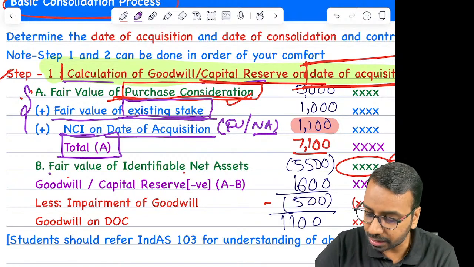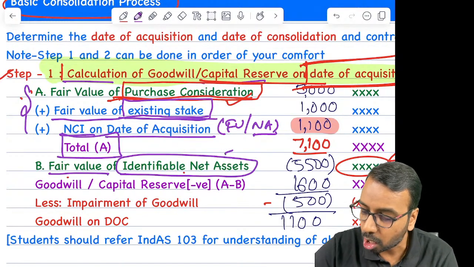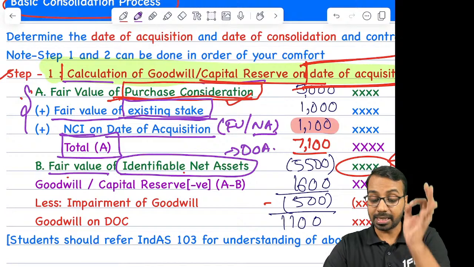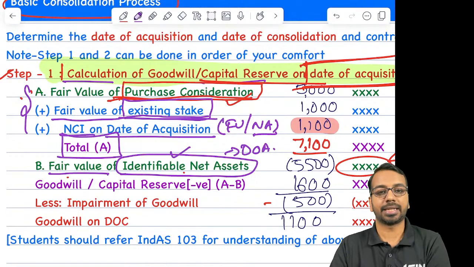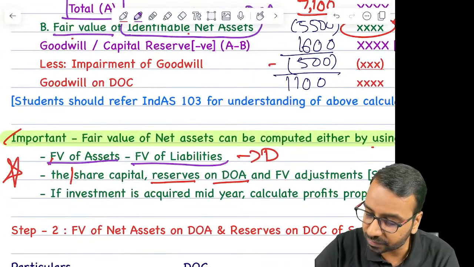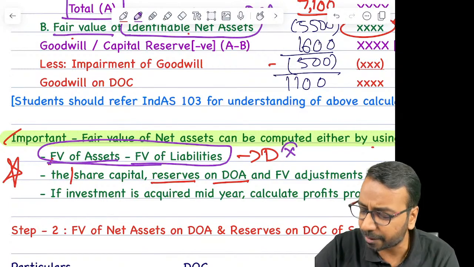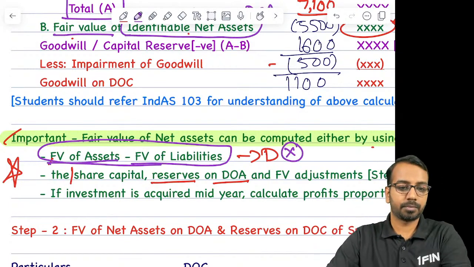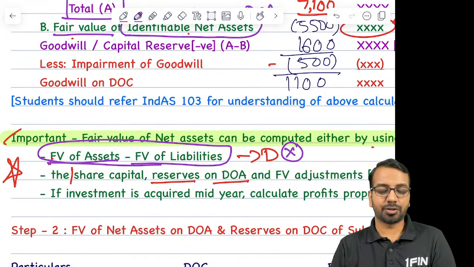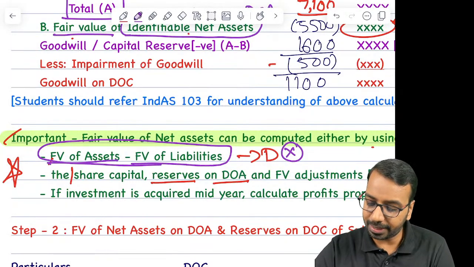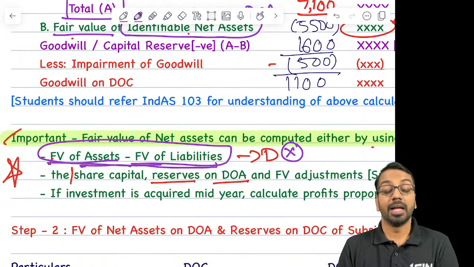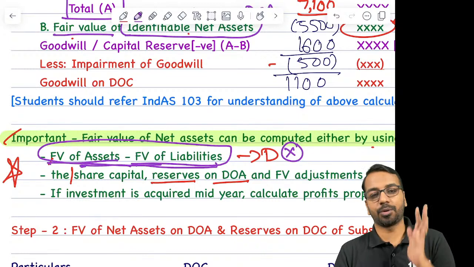The next thing is, what is the fair value of identifiable net assets on the date of acquisition, or the date on which we have obtained the control? That is the fair value of identifiable net assets. So how to calculate this? Now you can calculate this either as fair value of assets minus fair value of liabilities. This is very rare. In the examination, in 99% of cases when the question is on consolidation, they will not ask us to calculate fair value of assets and fair value of liabilities. If it is a question on Ind AS 103, then this approach can be applied.